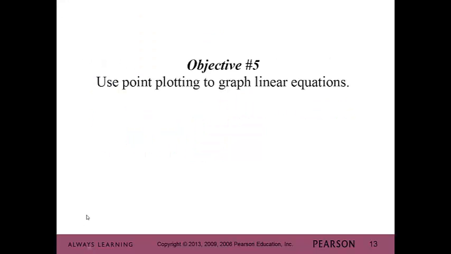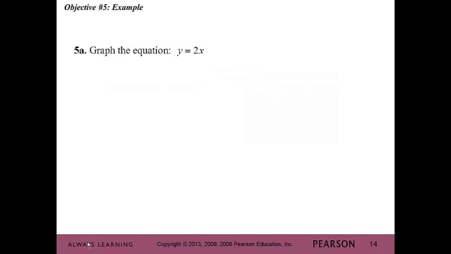All right, objective 5, using point plotting to graph linear equations. So now we're going to plot those solutions. So it says graph the equation y equals 2x. So the first thing you need to do is make an x, y table. So again, let's pick some x values. I'm going to pick negative 1, 0, 1. And then you're going to plug it into your equation to find your y.